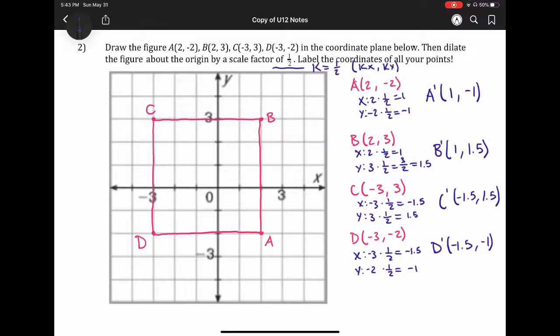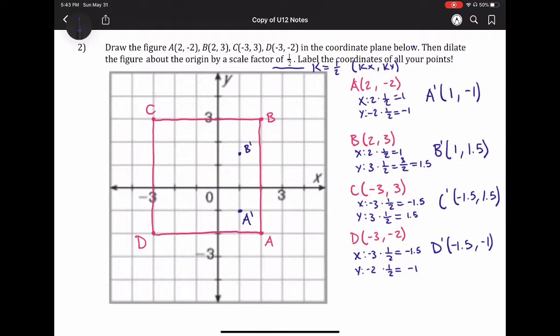All right, let's go ahead and plot those. So my new A is at the point 1, negative 1. So I'm moving in, which would make sense because my figure is shrinking. My new B is at the point 1, 1.5. You're going to want to be careful here. You want to get about halfway between those two lines.